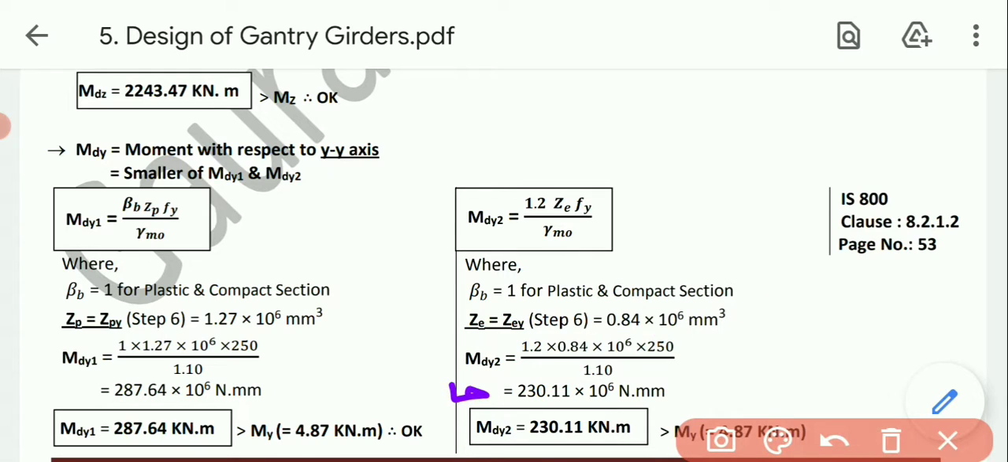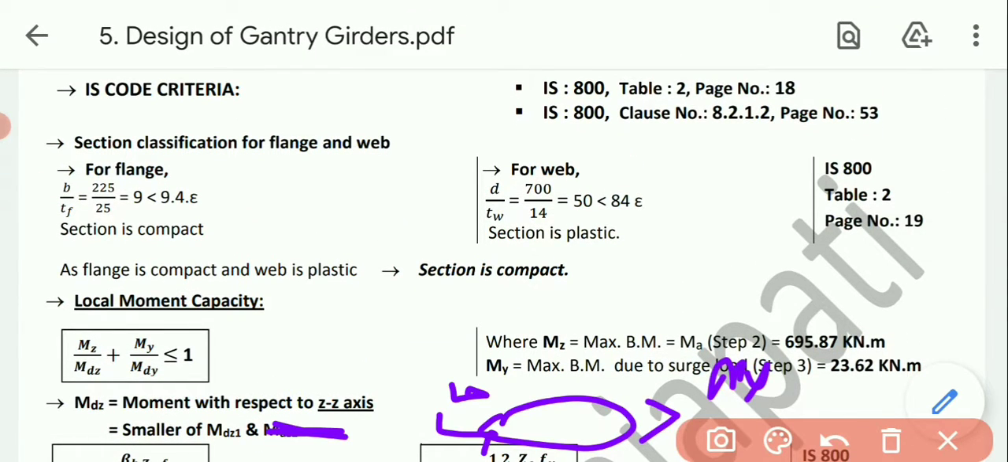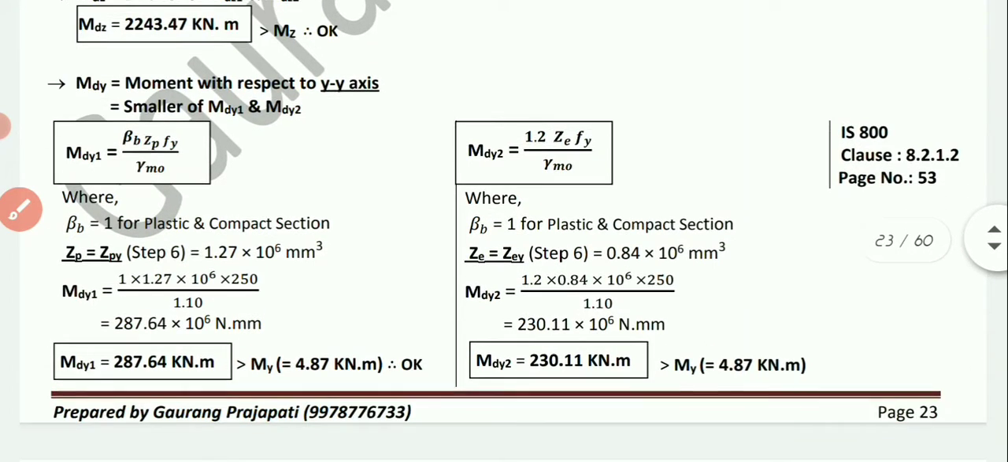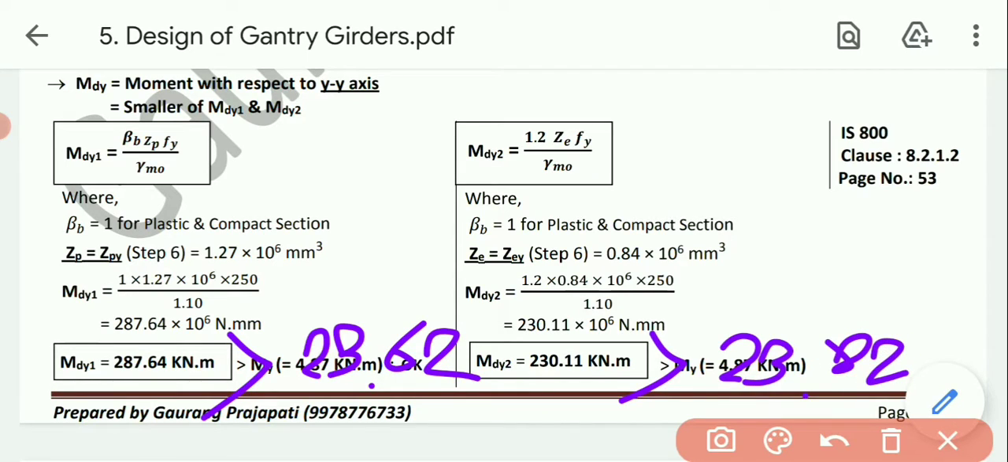By simplifying the terms I will get the answer 230.11 × 10^6 Newton-mm. So let's convert it into kilonewton-meter. It should be greater than My. Over here just one printing mistake is there. My I have shown over here, it is 23.62. So both answers should be greater than 23.62, which they quite are. Printing mistake is there in this one. Right now both our conditions are getting satisfied, and it's okay.